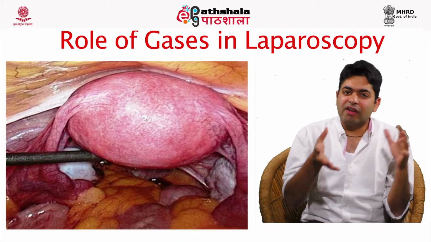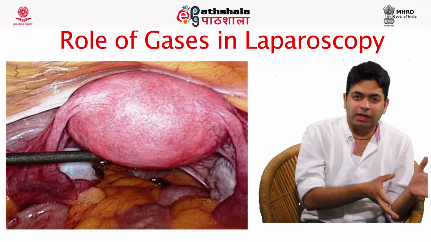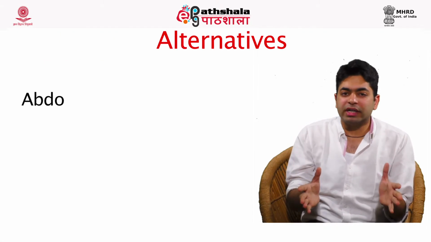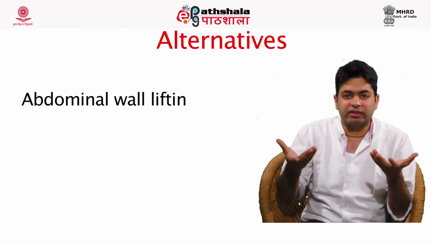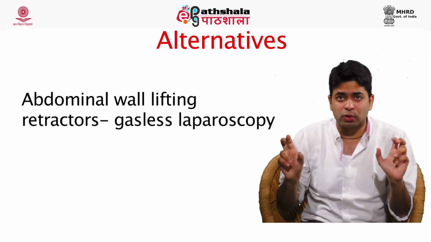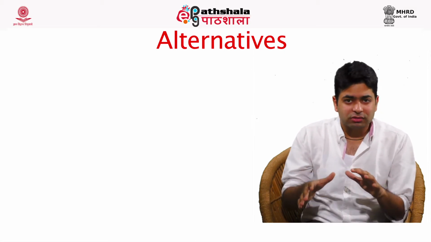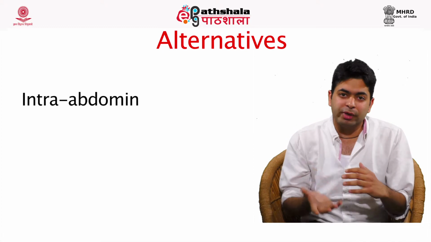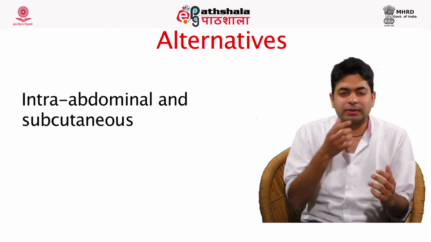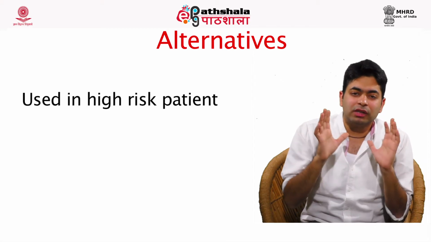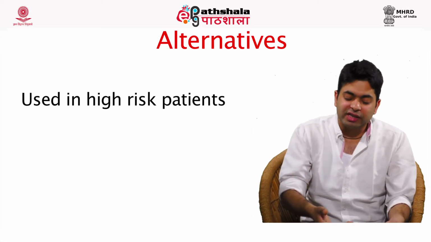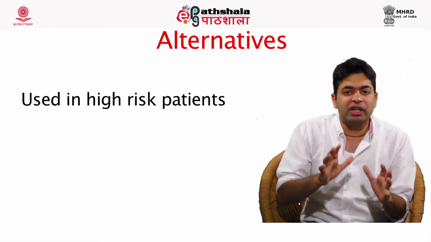Now, if we are not using gaseous insufflation of the abdominal wall or any cavity, we do have some alternatives, and the main ones are abdominal wall lifting devices. This does not involve gases, so it is also known as gasless laparoscopy. It comes in two parts. One is intra-abdominal lifters, which go into the abdomen and lift the abdominal wall. The second is subcutaneous abdominal retractors. They are used in high risk patients because gaseous insufflation of the abdominal cavity has its side effects, but if we lift the abdominal wall physically, it does not affect the other organs of the body.